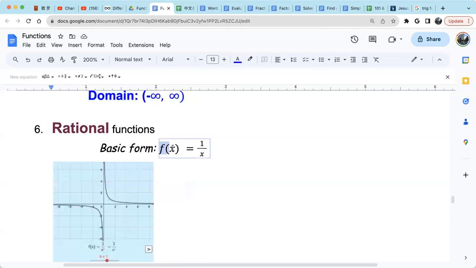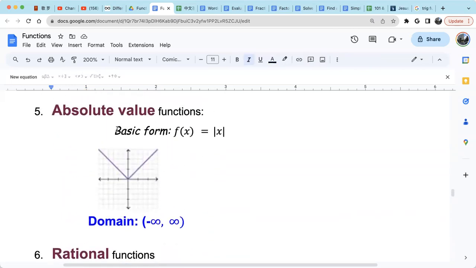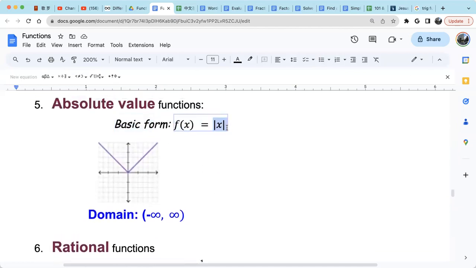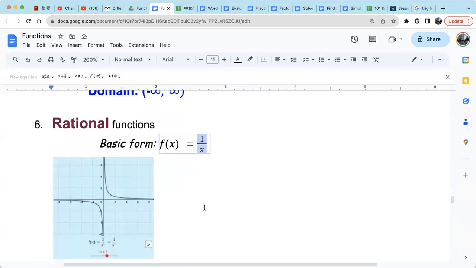Rational functions, the basic form. You look at this, it's a basic form, not a standard form, because it could be more complicated. But as long as the variable x appears in the denominator, that function is called a rational function.